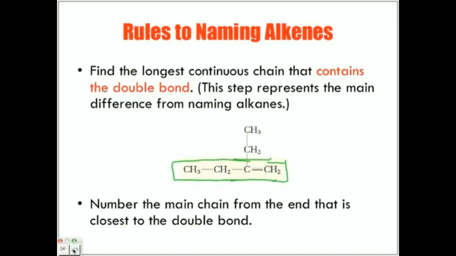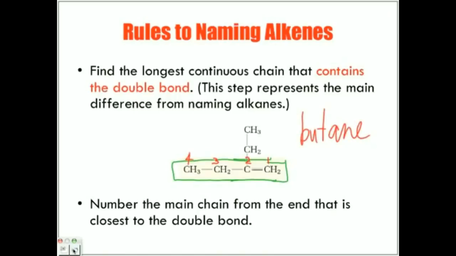Number the main chain from the end that is closest to the double bond. 1, 2, 3, and 4. The next step is to identify the name of the parent chain. In this given example, it is composed of 4 carbons. In the alkane series, hydrocarbons which consist of 4 carbons are called butane.